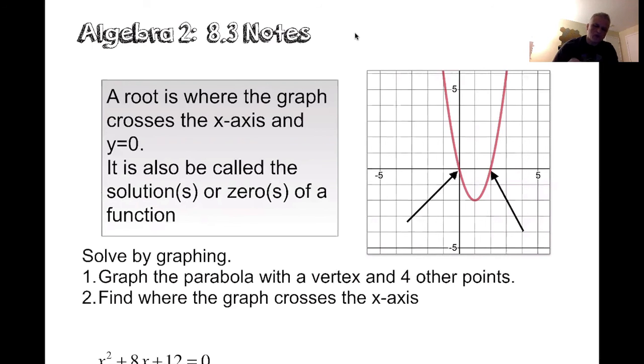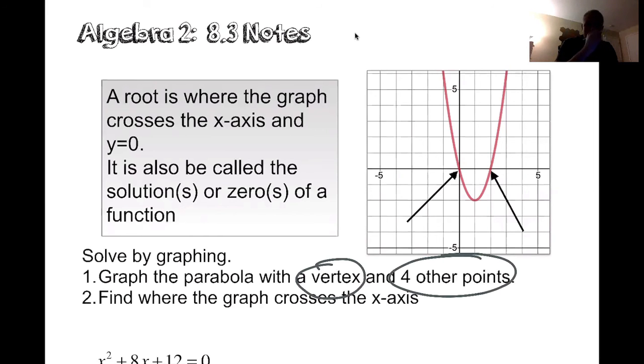Okay, so if we look at the graph, we are going to graph your parabola. We're going to use the vertex like we've been doing, and we're going to do the 4 other points like we've been doing. We start with a vertex. Right 1, up or down. Right 2, up or down. Left 1, up or down. Left 2, up or down. So we're going to do all of that stuff still.